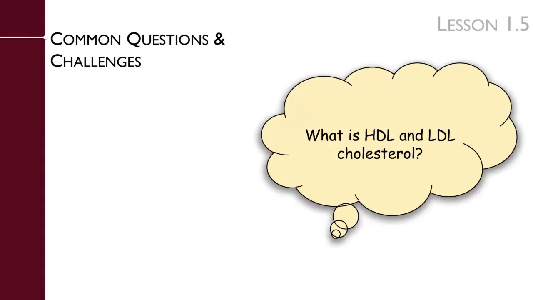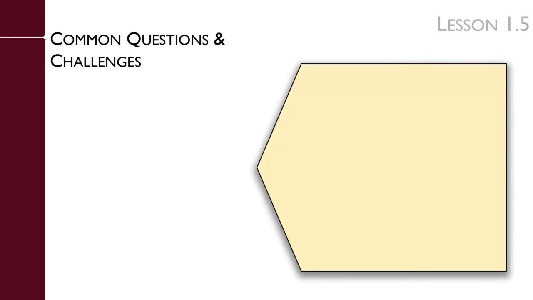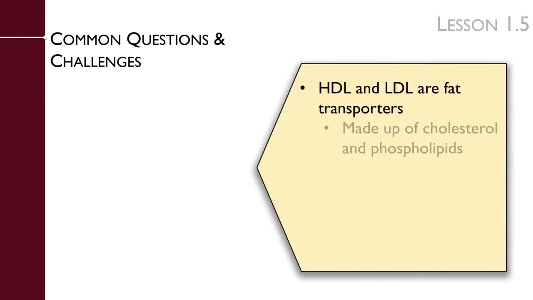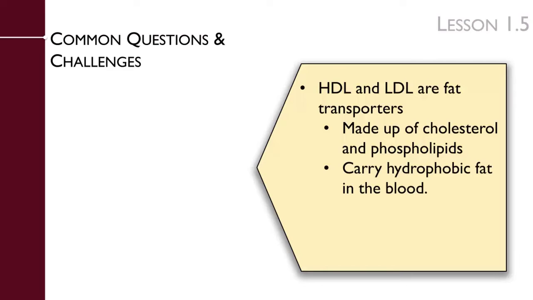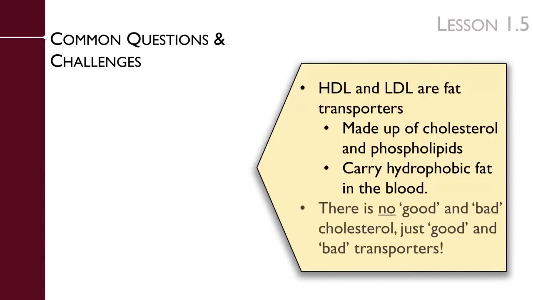A major misconception and point of confusion, even for adults, addressed in this lesson is that of cholesterol. We often hear about good and bad cholesterol, also called HDL and LDL cholesterol, but what does this mean? This is referring to fat transporters, which are made up of cholesterol as well as phospholipids. HDL and LDL simply carry around the hydrophobic fat in the blood. There is no good and bad cholesterol molecule, just good and bad cholesterol transporters, which happen to transport other types of lipids in the blood as well. You can learn more about the different types of lipids in the teacher primer.